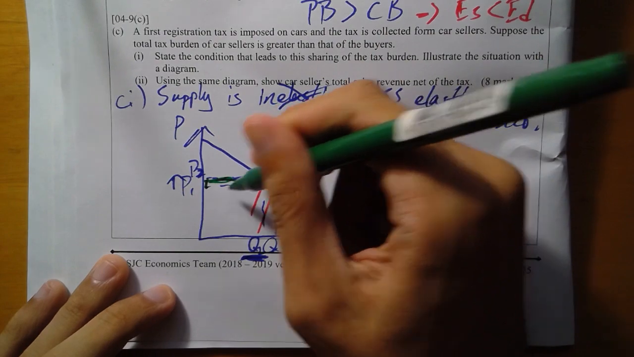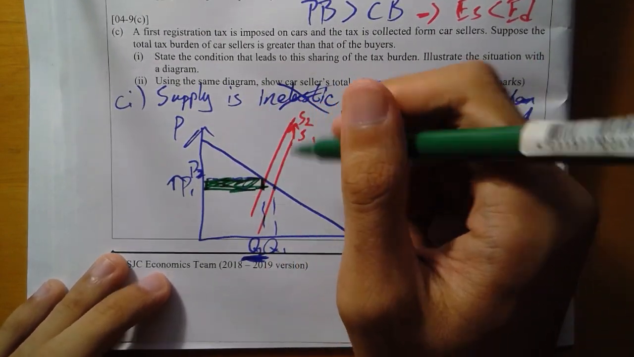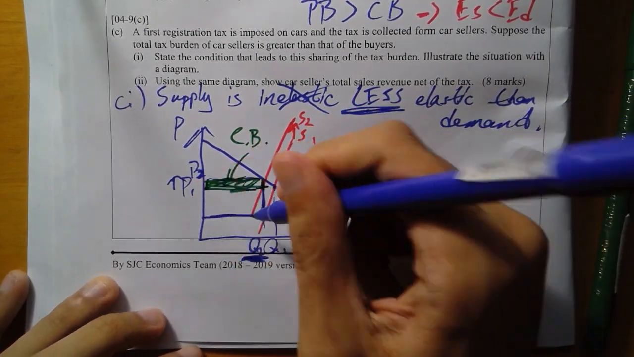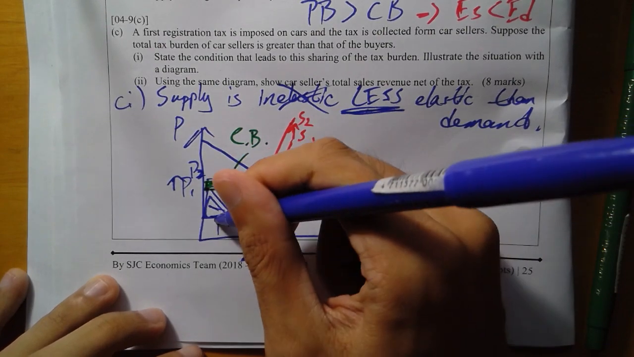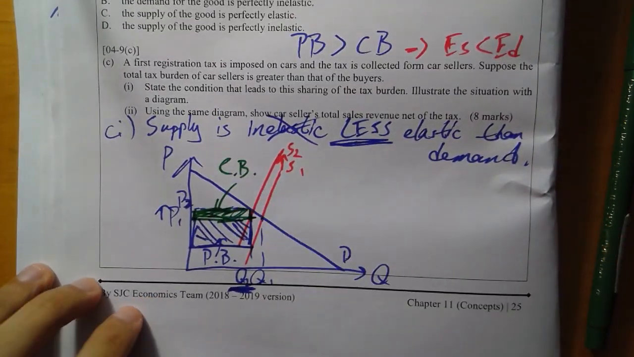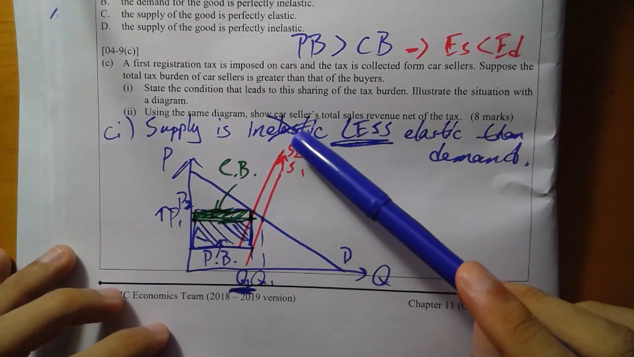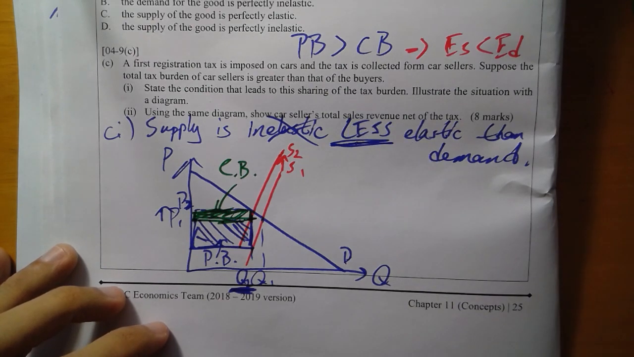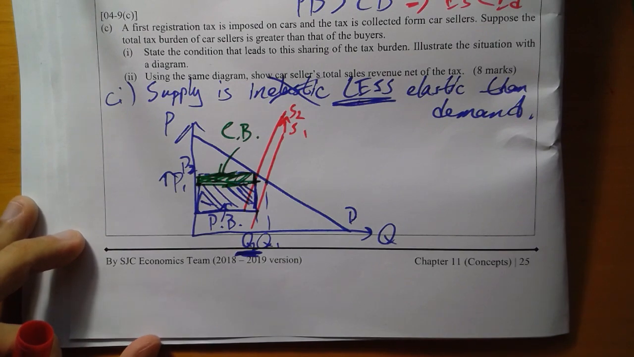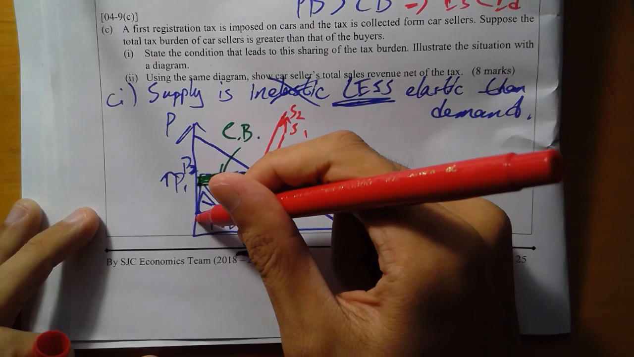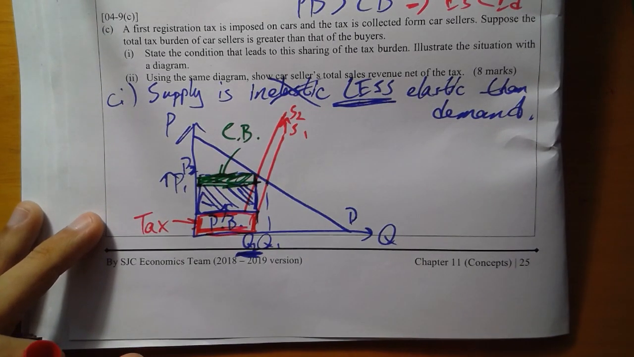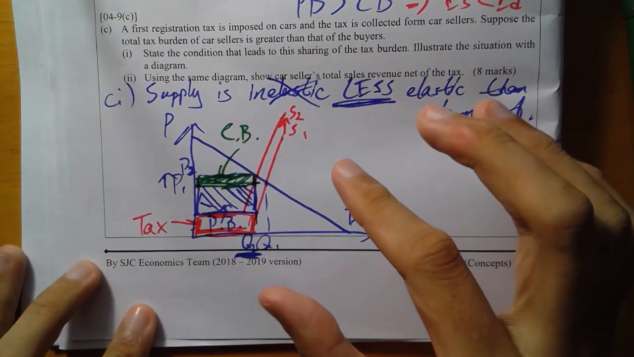Remember, this is an increase in price. Who is suffering? Consumer is suffering. The rest of it would be borne by the producer. Right? CB is smaller than PB. Yes, this is the answer that we want. Now using the same diagram, we need to show the tax revenue. It's a bit difficult to show. For the same diagram, the revenue net of tax should be the part below the red part, and the red part is our tax.